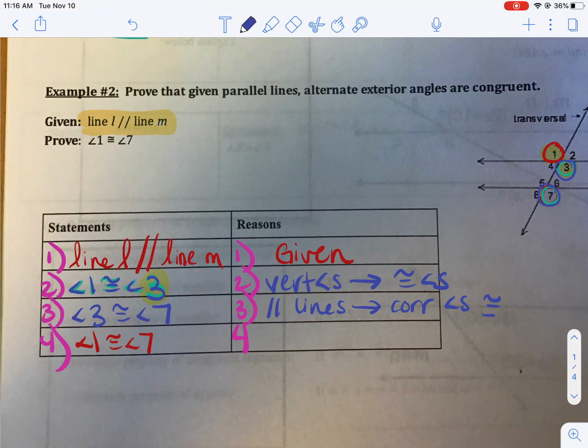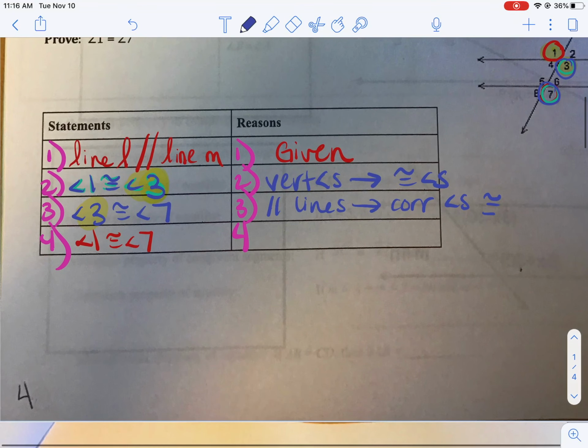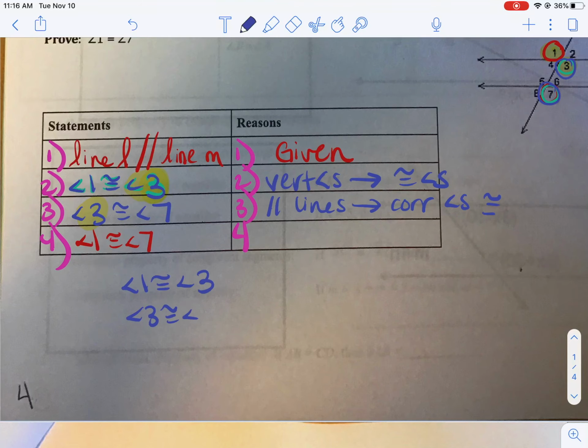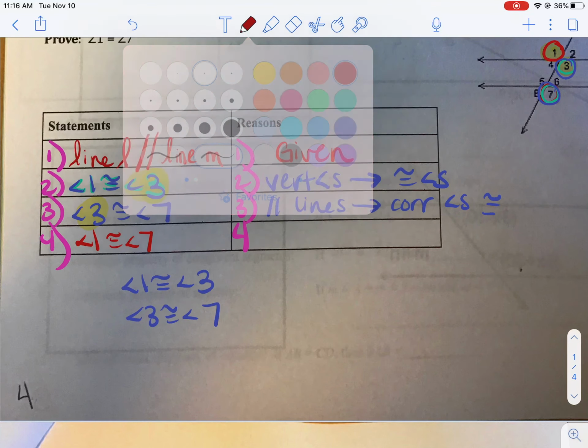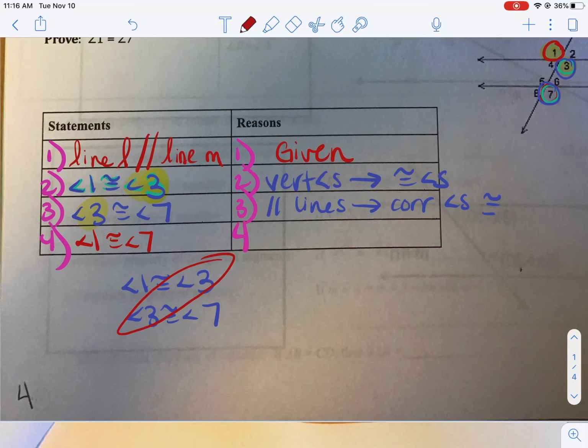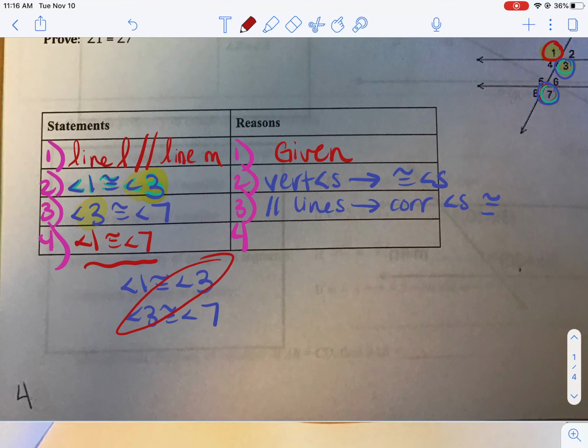And last but not least, if we look here, do you see how 3 is in between both? Which means another way I like to write it is this. Angle 1 is congruent to angle 3. Angle 3 is congruent to angle 7. You sort of swipe these. You see how these overlap? Which means 1 and 7 have to be congruent.